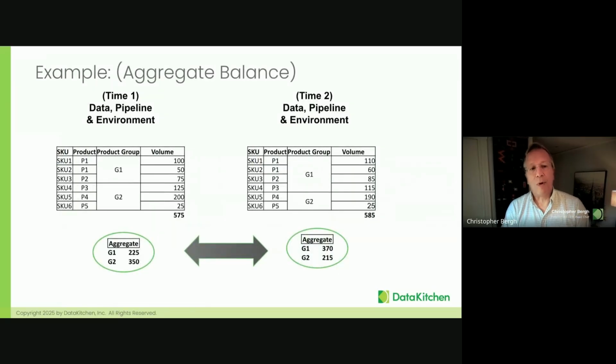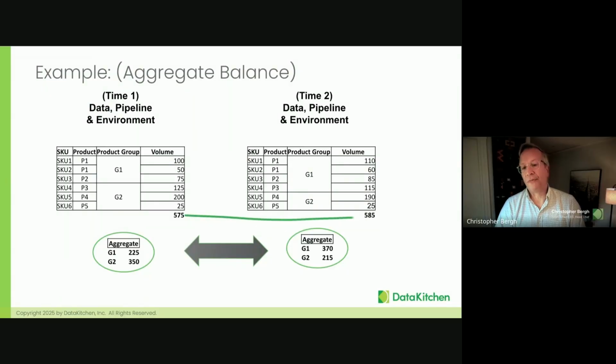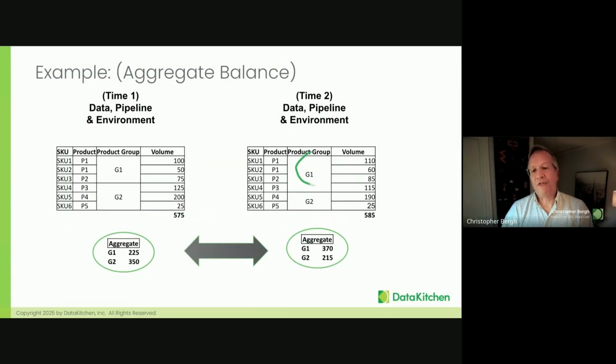And then one of my favorite ones here is what we call an aggregate balance test, or what I call a historic balance test. If I look at time one, I see I've got volume 575, but I've got these product groups here, and one is 225, one is 350. Now, time two, the volume hasn't changed very much, 585 compared to 575. Yeah, that's good. These are pretty close. But this product group here shifted. And therefore, my aggregate balance is now 370 versus 215. That's a big change, 370 to 225.